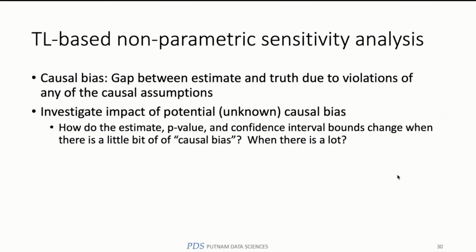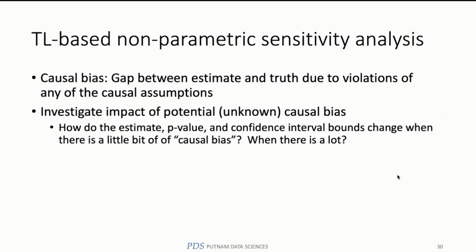I should have put a citation on here. I'll do that before I post the slides, to a 2013 paper by Yvonne Diaz and Mark Vondelon. They talk about something called the causal bias, the gap between the estimate and the truth. And this gap is going to be due to some violation of one or more of the causal assumptions. And the idea is that you don't know what this unknown amount of causal bias is.